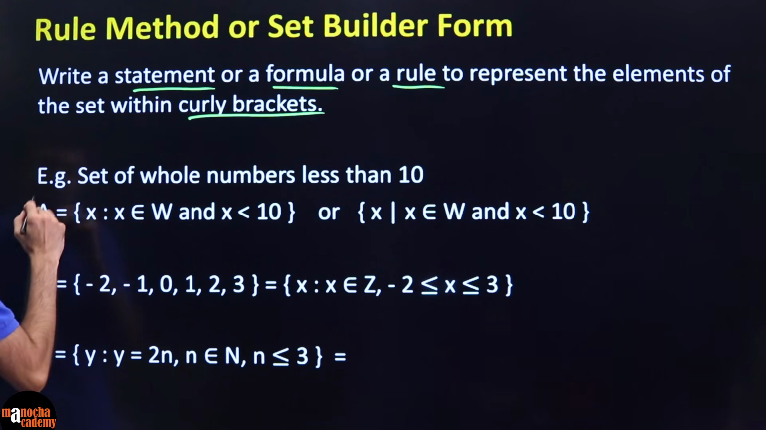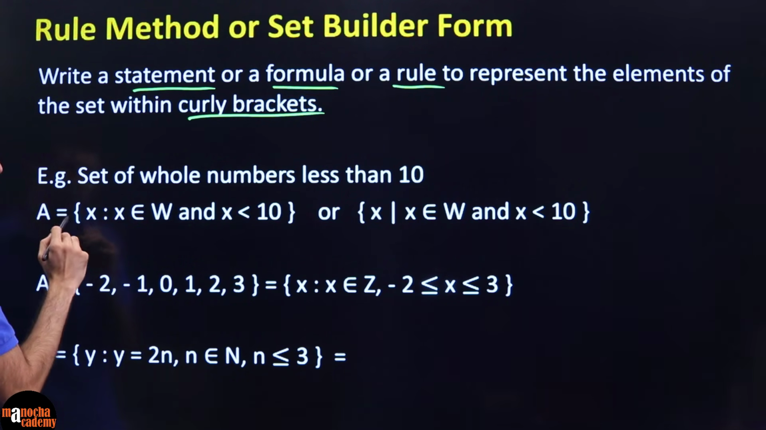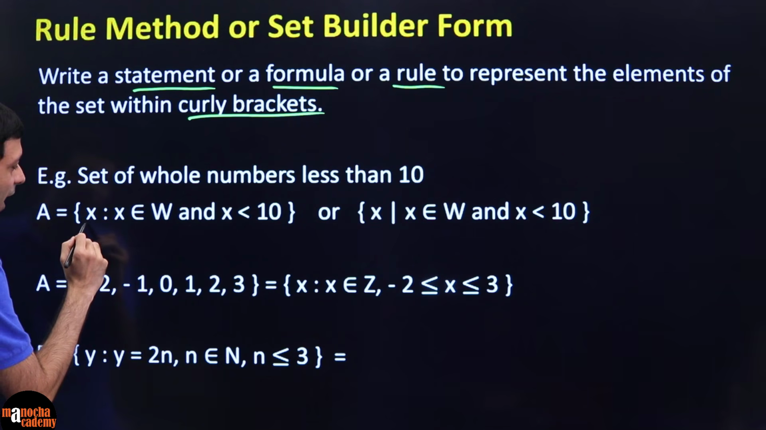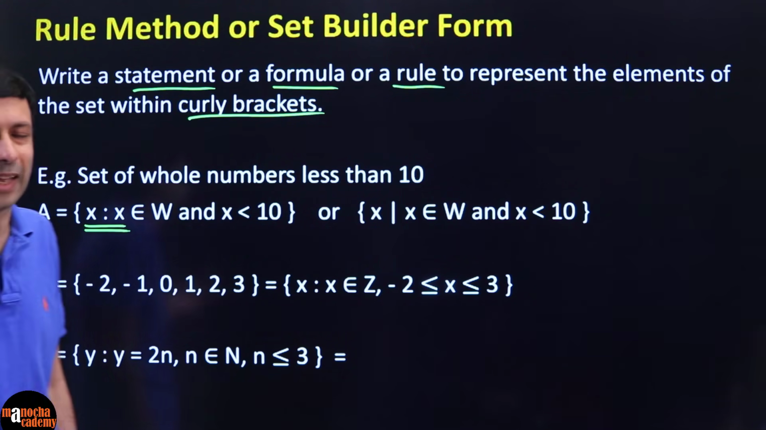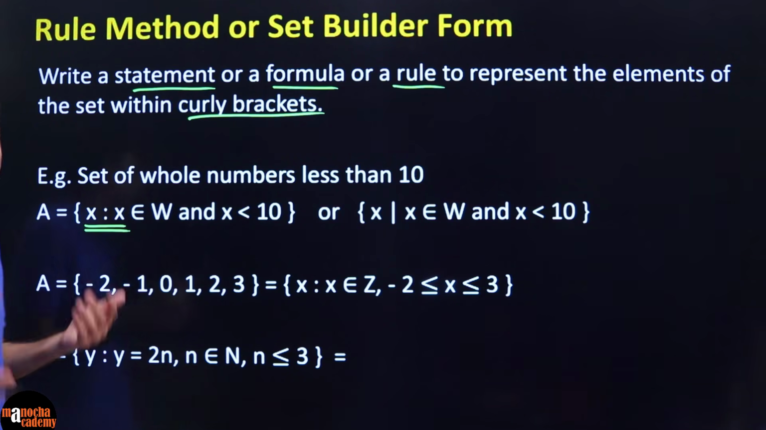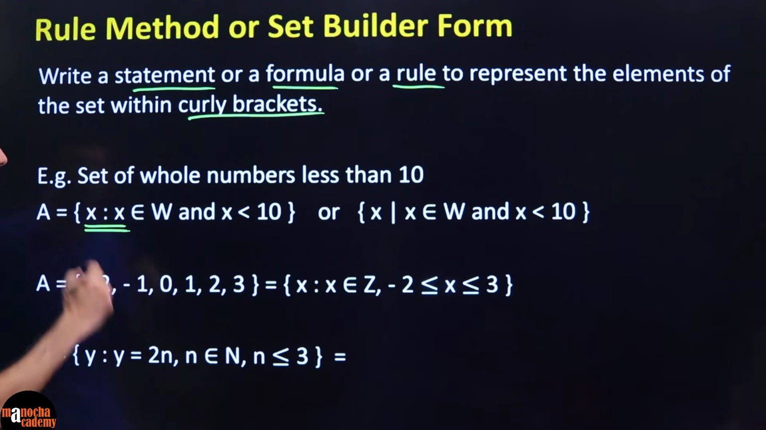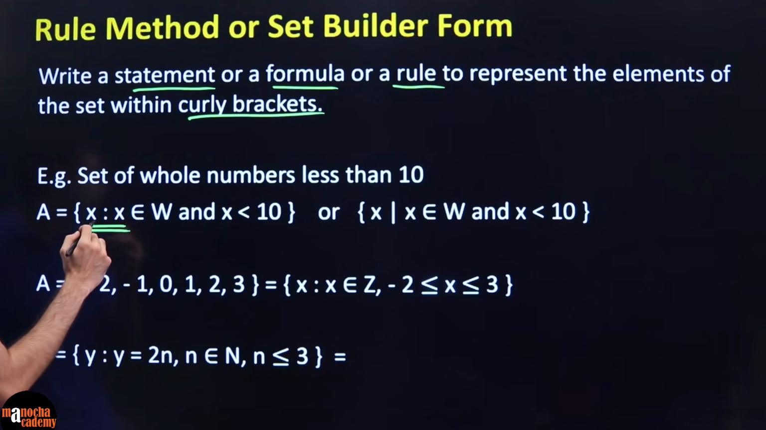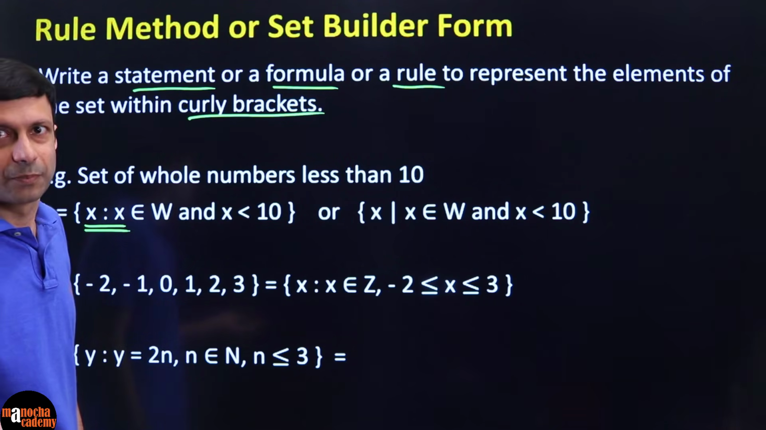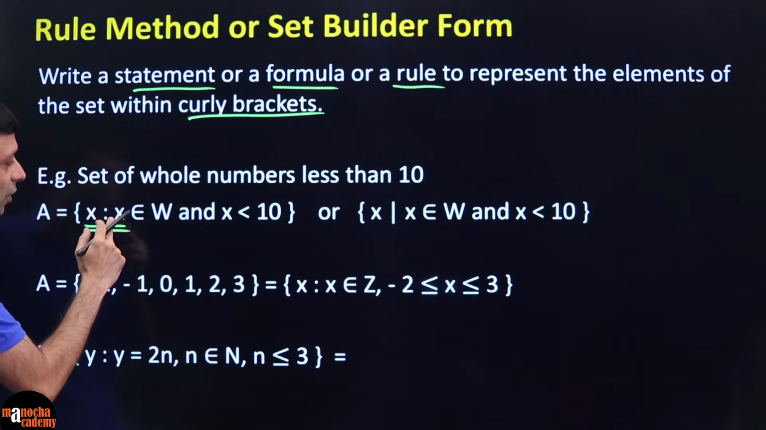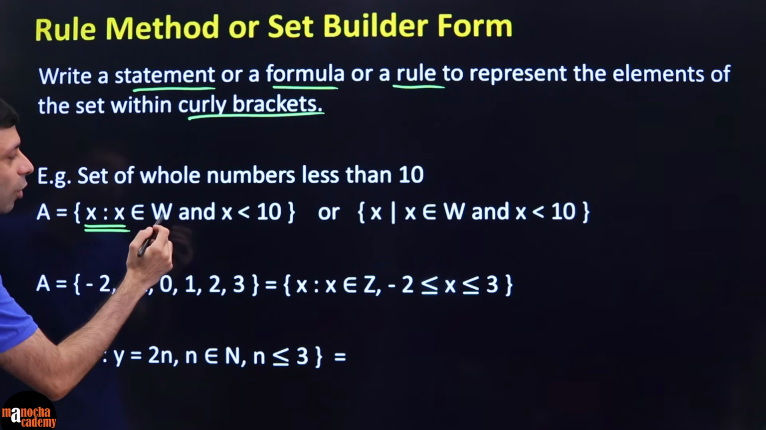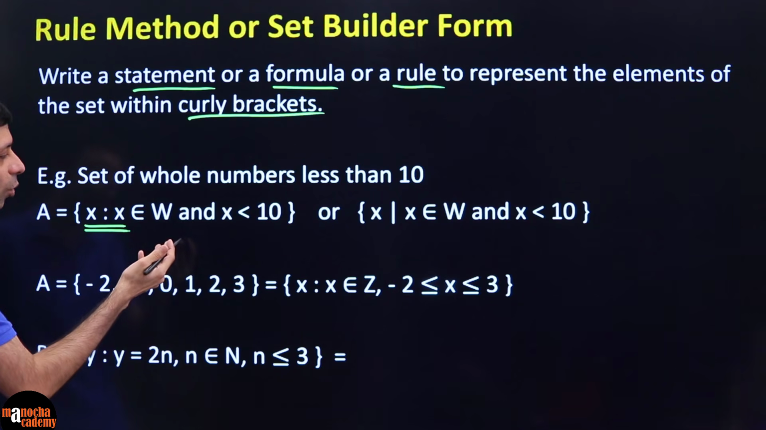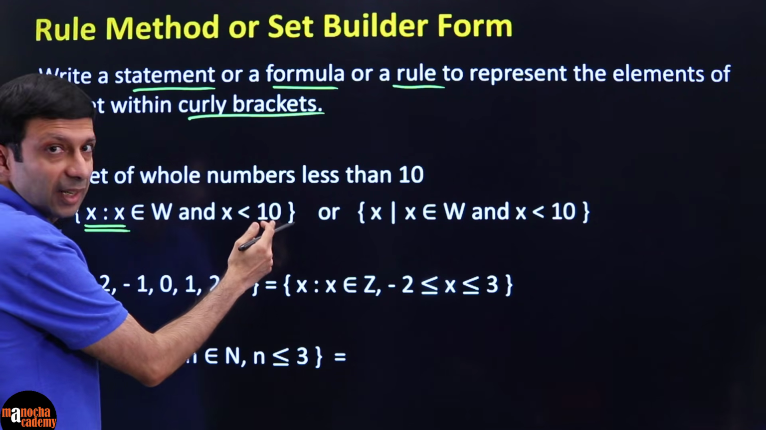We write set A, capital A equals, and then you put this x colon x. You can use any variable, x, y, a, b, c. Typically we use x like we use x in algebra. So we write x colon x. What does this colon mean? Such that. So x such that x, do you guys remember this notation? Belongs to W. W here represents whole numbers, and x less than 10.